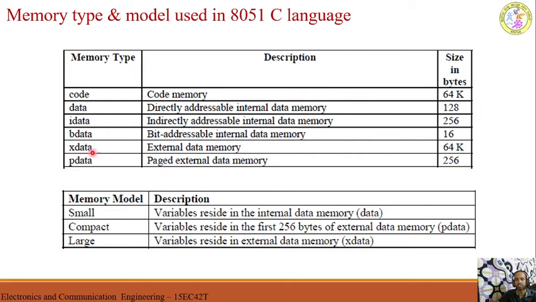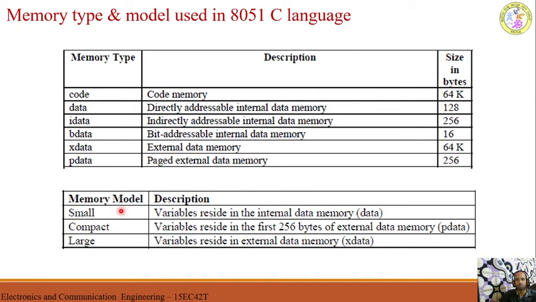And then we have XData. This XData stands for external data memory, up to 64 kilobytes. Maximum we can interface up to 64 kilobytes because we have 16 address lines, and 2 to the power of 16 is 64 kilobytes. And we have PData, that is paged external memory. This is also up to 256 bytes. So these are the different types of memory supported by 8051 C language.